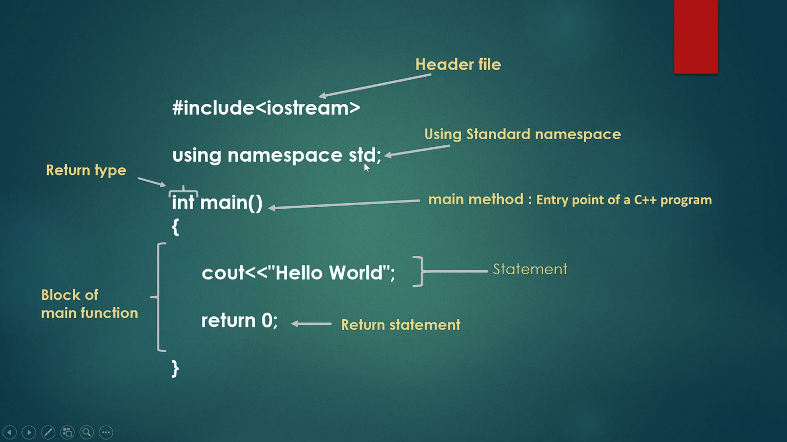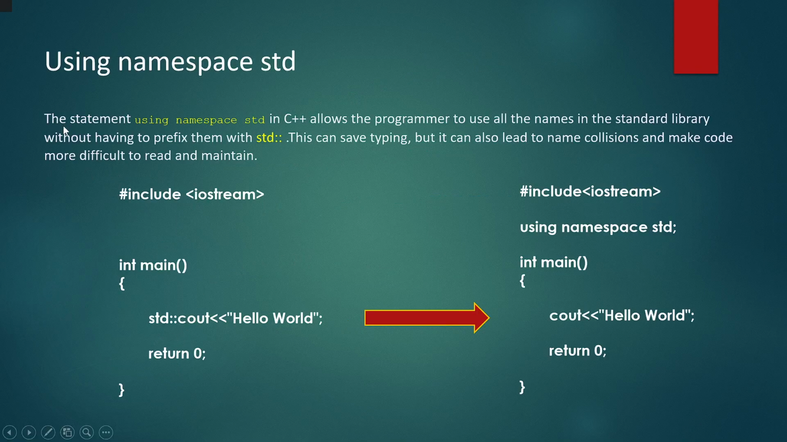So basically, the namespace allows you to use all the names in the standard library. So if you don't include this using namespace std, you have to write this code like this. The statement using namespace in C++ allows the programmer to use all the names in the standard library without having to prefix them with std colon. This can save time typing, but it can also lead to name collision and make code more difficult to read and maintain. So what does it actually mean?